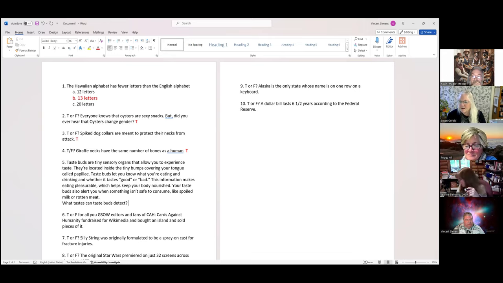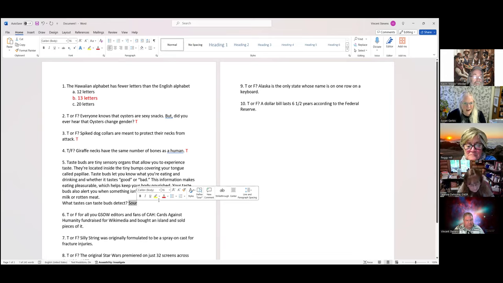Oh, where's my dog? Should we name all of the taste buds? No, we just need one. Like sour. Sour, sweet, and salty. Sour, bitter, salt, sweet. There's umami too. Wait, how come I'm way ahead of us? I'll put sour.